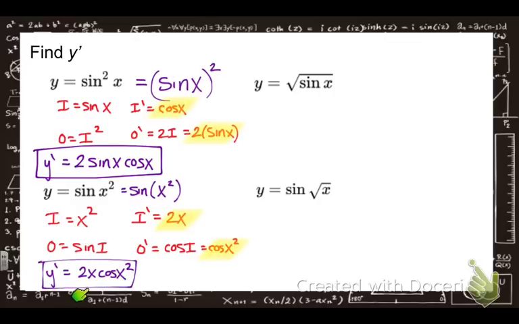And no, you are not allowed to combine these x's together. Remember that cosine is a possessive function, so this x squared belongs to the cosine. You're not allowed to combine it with this extra x out front.